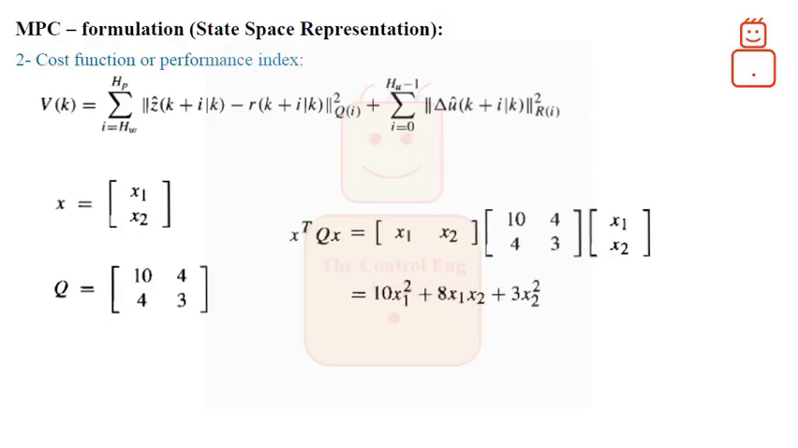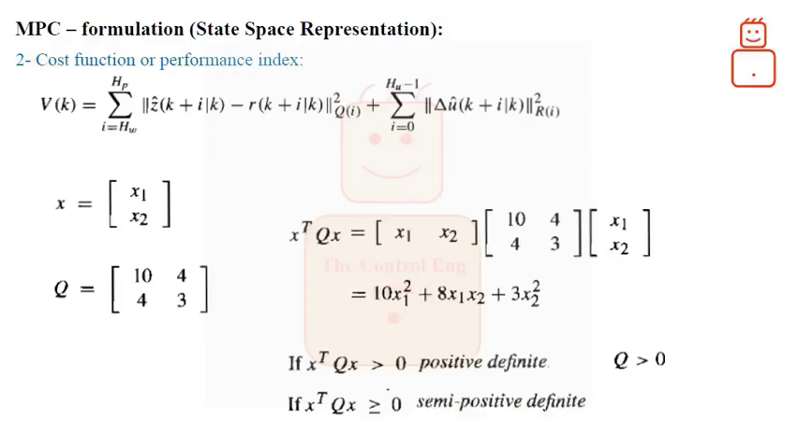Now observe the followings. If X transpose Qx is strictly greater than 0, then Q is called positive definite. But if X transpose Qx is equal to or greater than 0, then Q is called semi-positive definite. One way to check the positive or semi-positive definiteness of a given square matrix is through the eigenvalues of the matrix. If all eigenvalues are greater than 0 then we have a positive definite matrix, and if some eigenvalues are 0 then we have a semi-positive definite matrix.